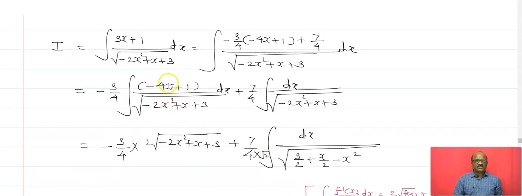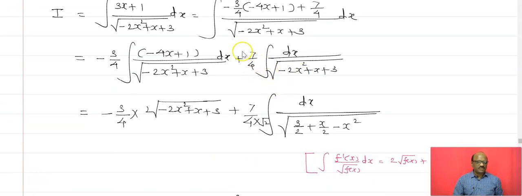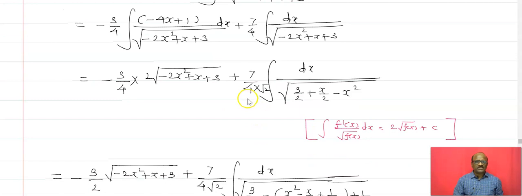Now see here, this is f dash of x and here is under root of f of x, and the integral is minus 3 by 4 into 2 under root of minus 2x square plus x plus 3 plus. What about here? Now here we will do this integration. That is 7 by 4 dx upon under root of minus 2x square plus x plus 3. Take 2 as common, it will become root 2. That is 7 upon root 2 integral dx upon, here 3 by 2 will be formed. We are taking the 2 as common, then it will become 3 by 2 plus x upon 2 minus x square.